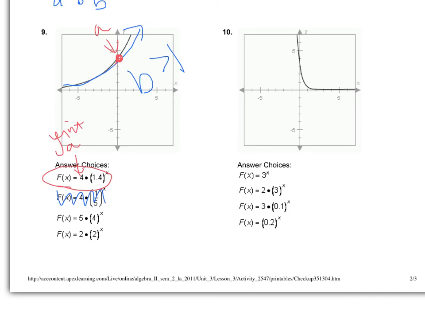And lastly, looking at this third one, we see that this is a decreasing function. So that means that b has to be between 0 and 1. So it can't be 3 to the x. Then we just have to look at our y-intercept. This crosses the y-axis at 3. That tells us that a is 3. So the answer is 3 times 0.1 to the x.